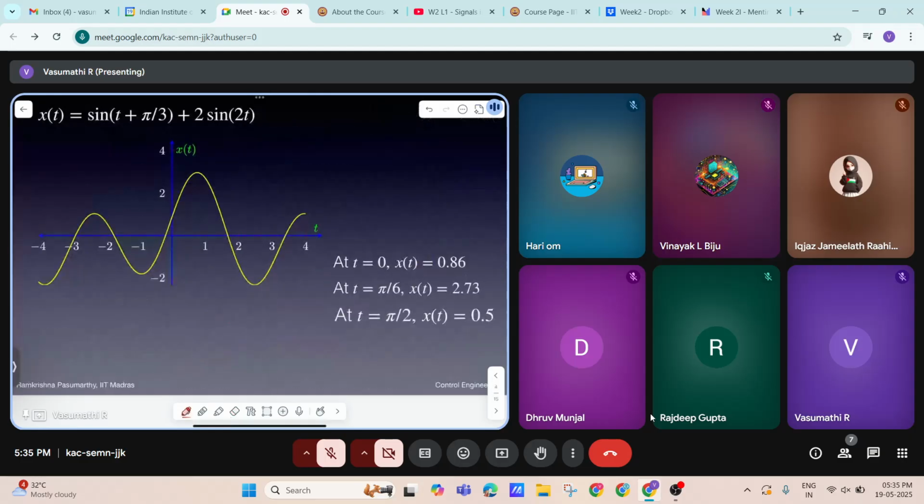So this is one example where you see two signals, sine of t plus pi by 3 and sine of 2t. So this is the visual representation of this signal. If you are interested, you can go to this website, Desmos, and give whatever signals you want to visualize. Sometimes we know how it looks. For example, we know how sine t looks, right? It will be like this.